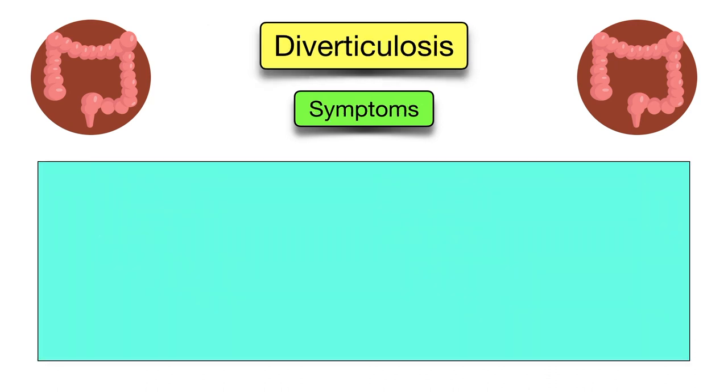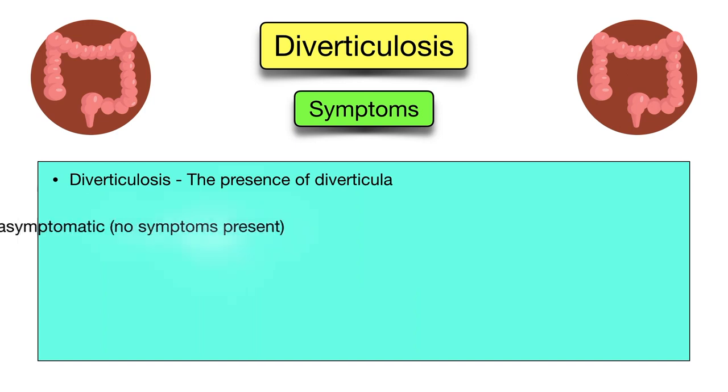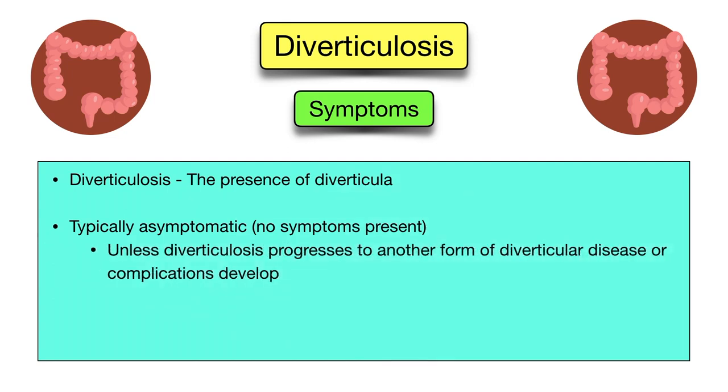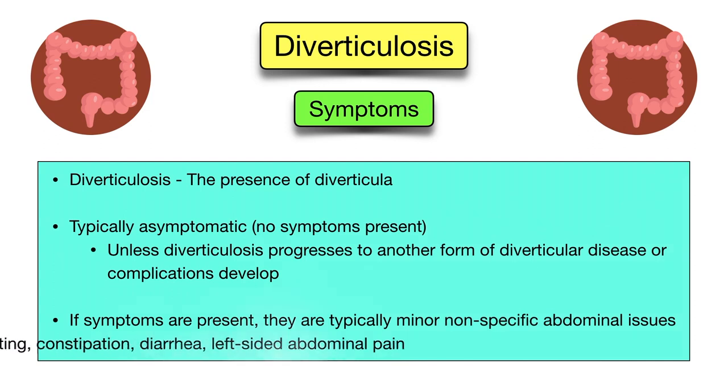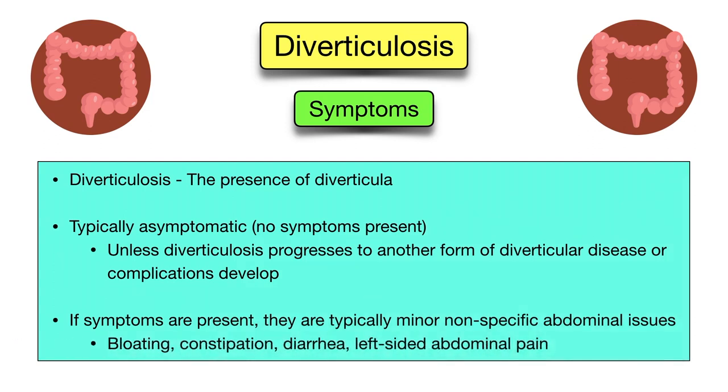Let's now walk through the main types of diverticular disease, starting with diverticulosis and its symptoms. Remember we said diverticulosis is the presence of diverticula. Diverticulosis does not normally present with symptoms. Remember, this form of diverticular disease is usually asymptomatic unless it progresses to another form of diverticular disease or complications develop. If minor symptoms occur with diverticulosis, they typically include nonspecific abdominal issues such as bloating, constipation, diarrhea, and abdominal pain that is typically left-sided.